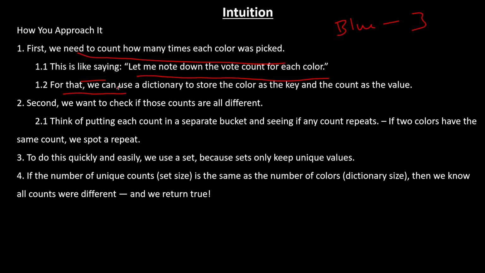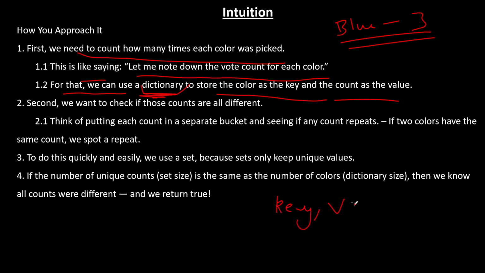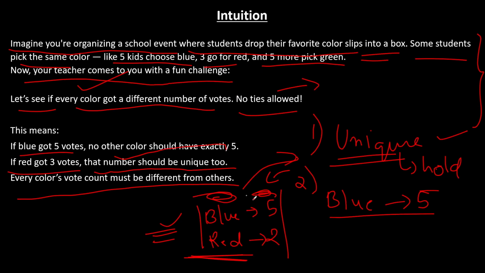For that, we can use a dictionary, to store the color as the key and the count as the value. I hope you got why we are using a dictionary here. A dictionary is a data structure which stores data in the format of key value pairs. So if you can see here, we are storing blue as the key and its count as the value. This is the first thing, that we need to know the count.